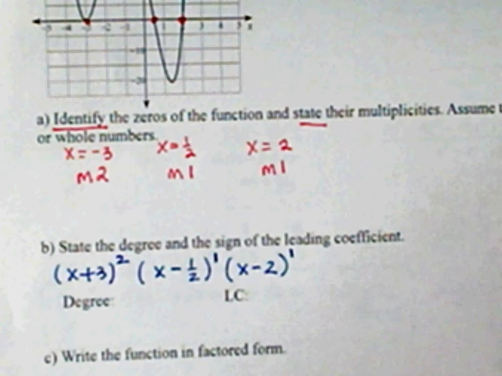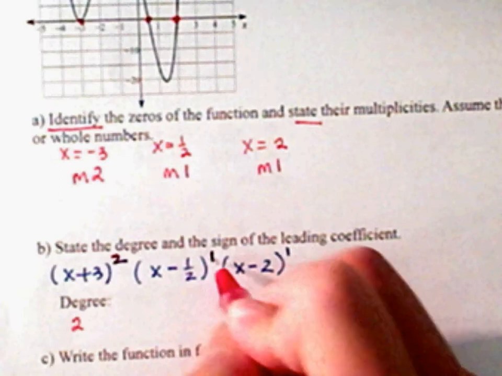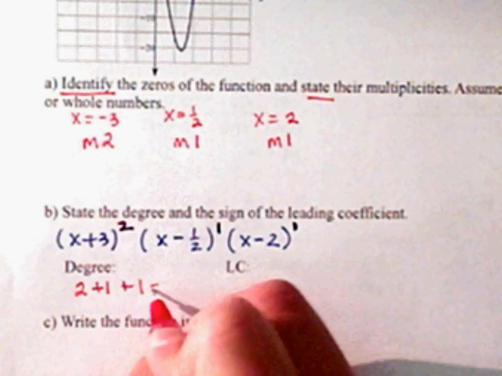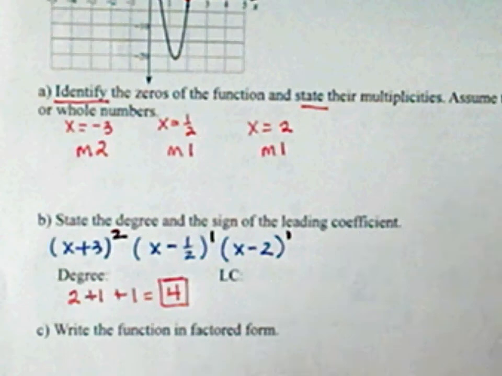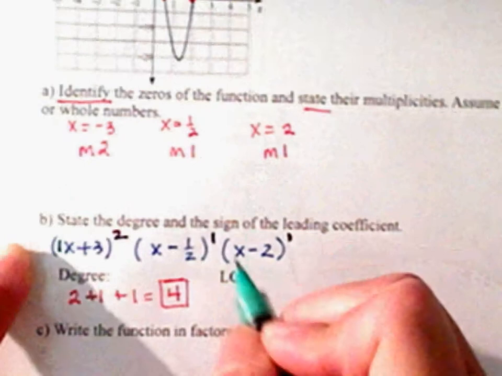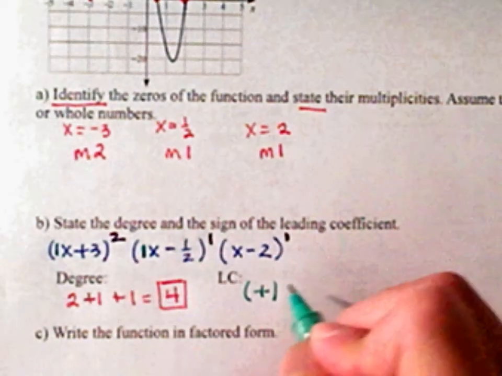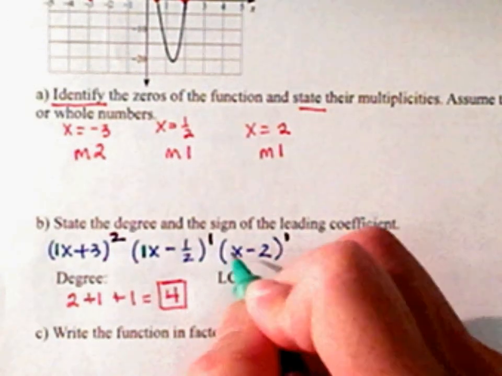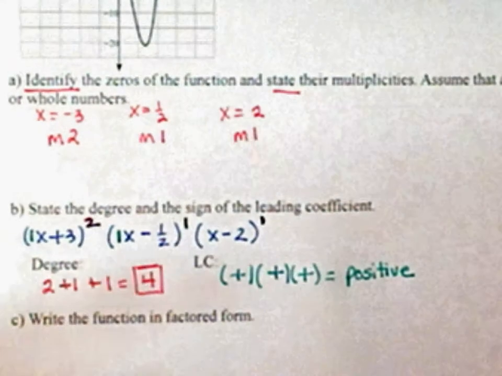So let's take a look. You have 2 plus 1 plus 1, so your degree is a 4. Your coefficient's a 1, so that's a positive, times a positive 1, times a positive 1, so you're going to have a positive leading coefficient, okay? And that number is a 1.